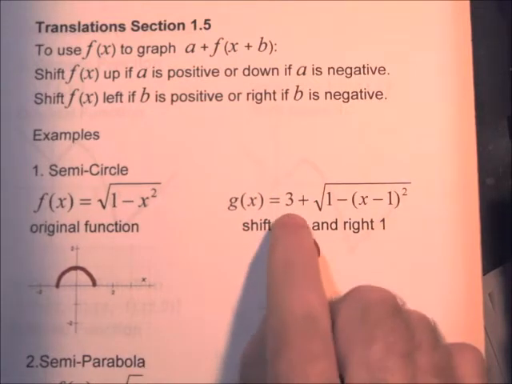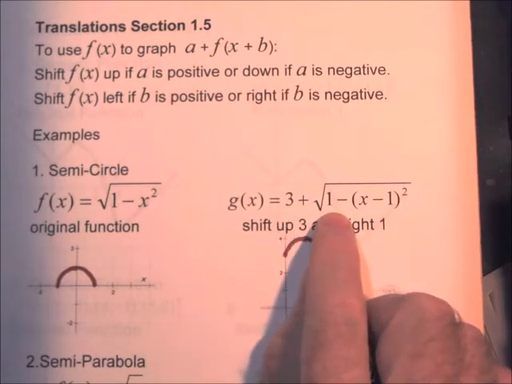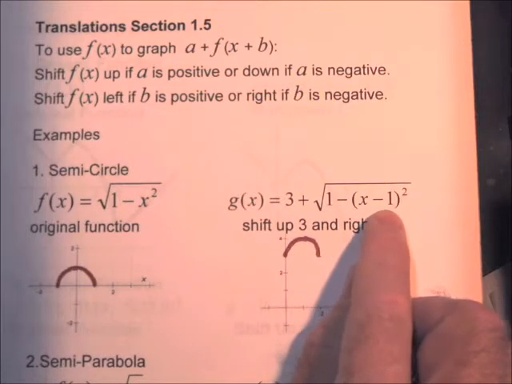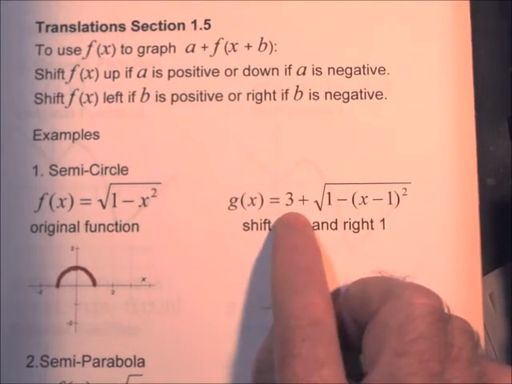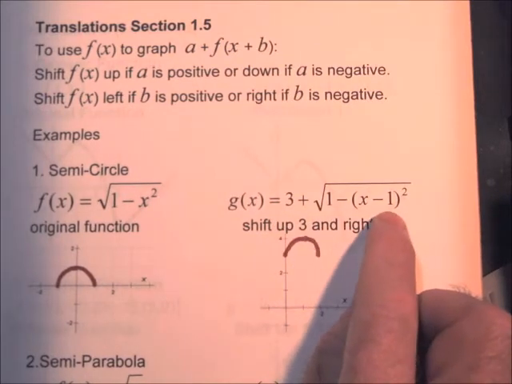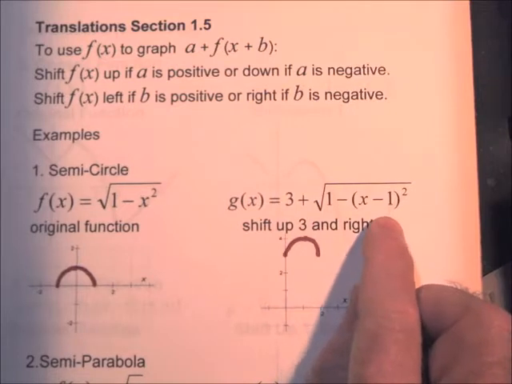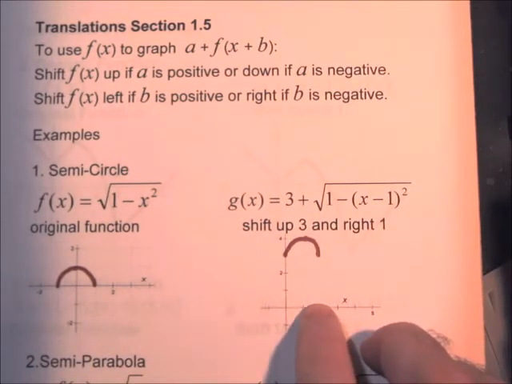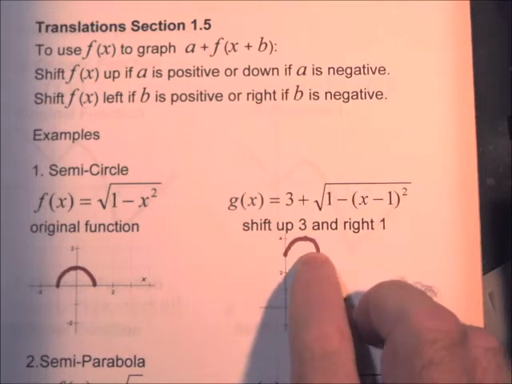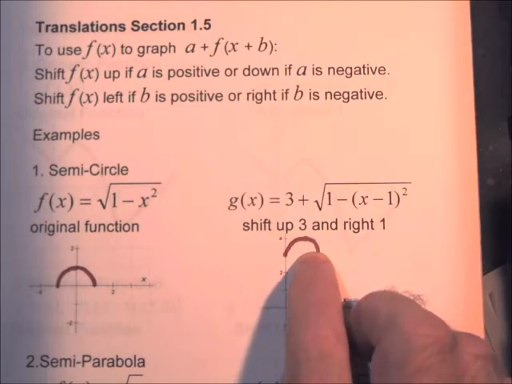The new function, g of x, is 3 plus the square root of 1 minus the quantity x minus 1 quantity squared. We want to shift it up 3 and right 1. So it's up 3, right 1. So the center here was at 0, 0. The new center is going to be at 1, 3. 1 to the right, up 3.